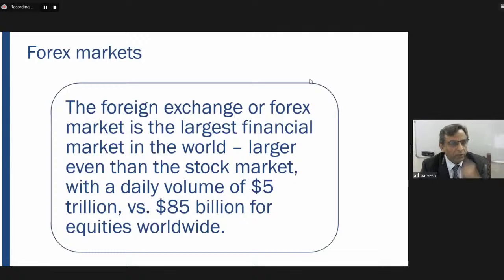A daily trade which happens for the equities is around 85 billion, and for the currency it is 5 trillion. So this is a pretty large market in the world.